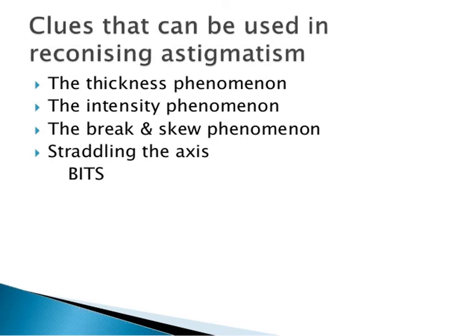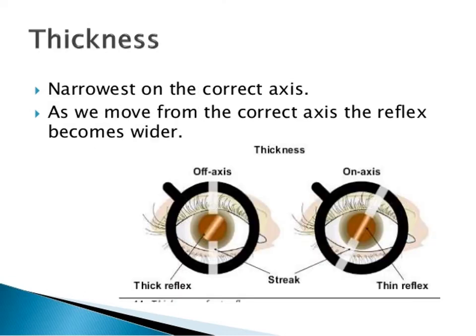So the clues that can be used in recognizing astigmatism: first, the thickness of the phenomenon, the intensity of the phenomenon, the break and skew phenomenon, and straddling the axis. Thickness: it is narrowest at the correct axis in astigmatism. As we move from the correct axis, the reflex becomes wider. See here, the reflex is narrowest at the correct axis, where there is a thin reflex, whereas in the first image the thick reflex is seen as it is moved from the correct axis.